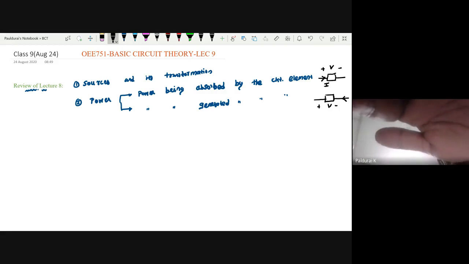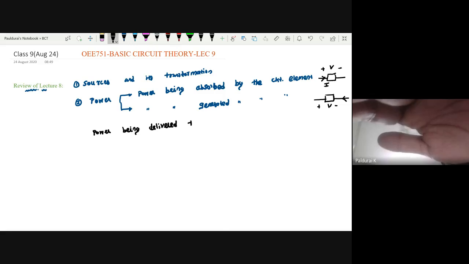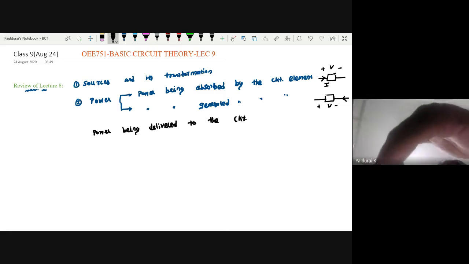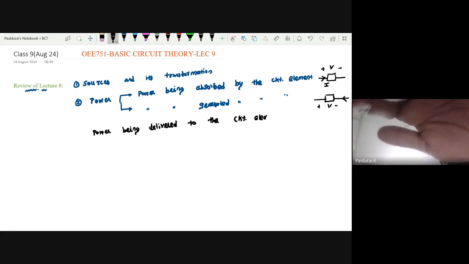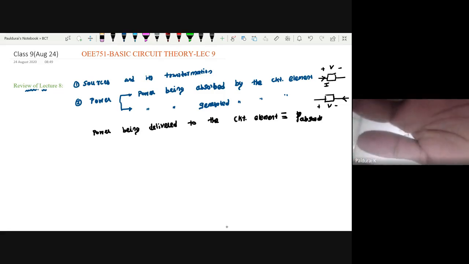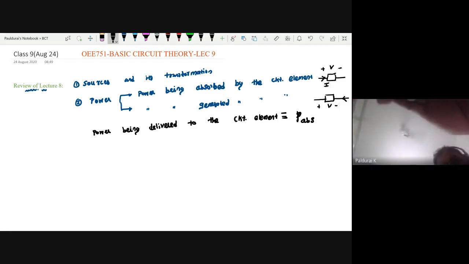And the third term, power being delivered to the circuit element. This time not by the circuit element, but to the circuit element. So this is equivalent to absorbed power, right? Absorbed power. Okay, so now take one problem to understand this in a better way.